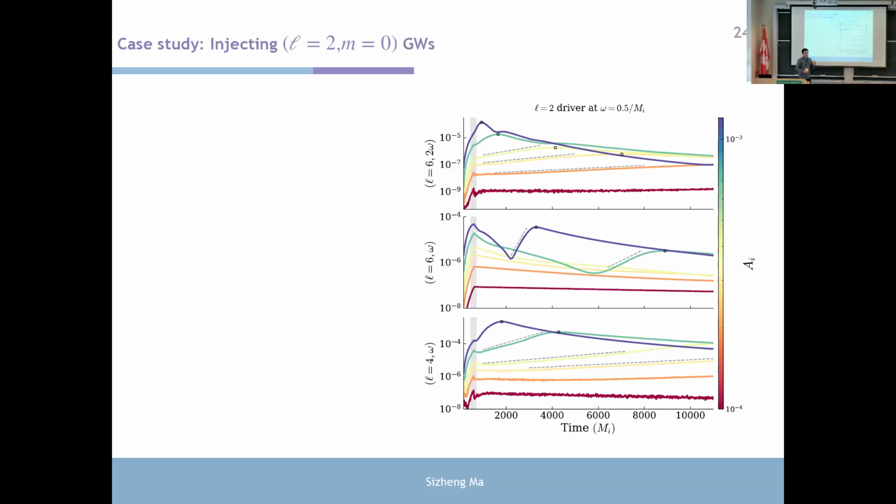But when A increases, we can see that those modes undergo a secondary excitation, followed by saturation and a decline. So we always see this feature in all those modes. The bigger the injection amplitude we choose, the earlier this secondary excitation happens. We found that the growth rate scales with A cubed, and the saturation amplitude scales with A to the first power.